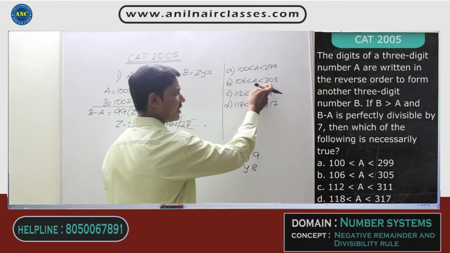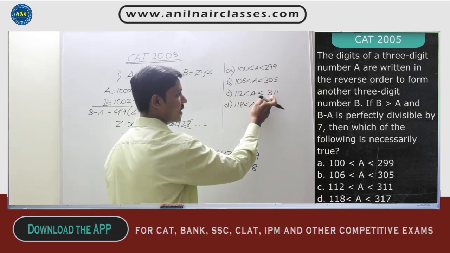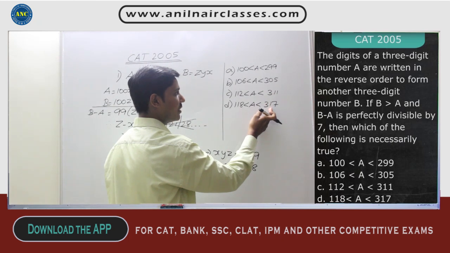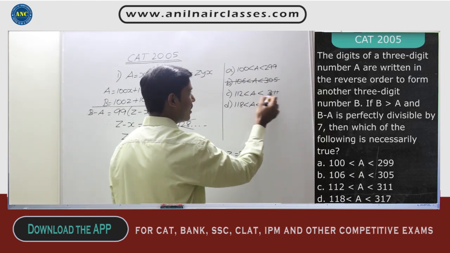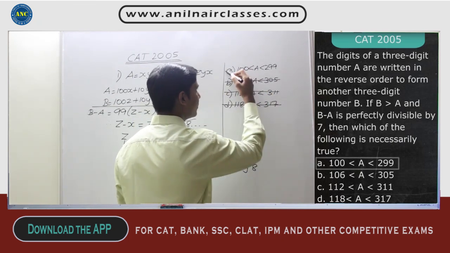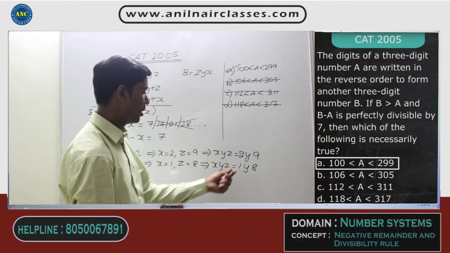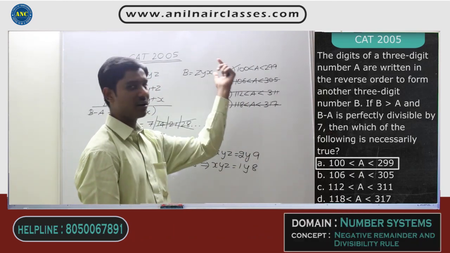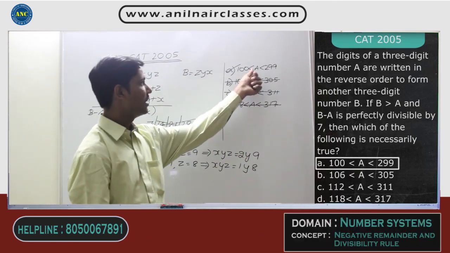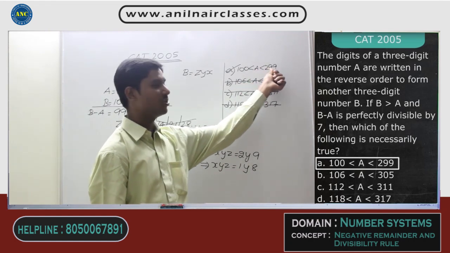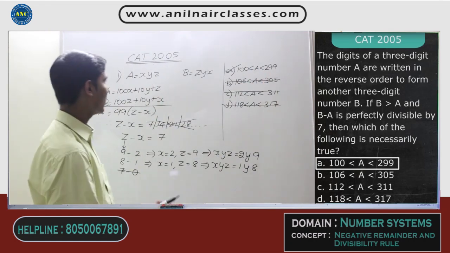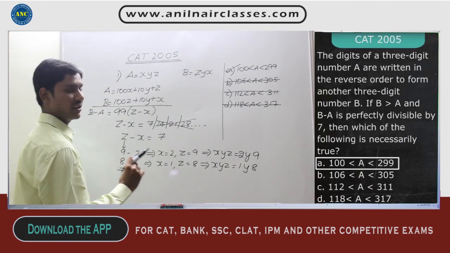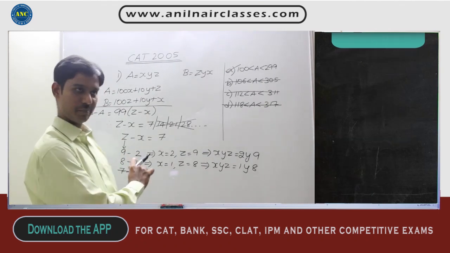That means a cannot be 305, a cannot be 311 or a cannot be 317. These all three cases are eliminated. The only option left is option A. The maximum value it can take is 299 or it can be less than that. So a lies between 100 and 299. Idea clear? It's a very good question which needs a little bit of thinking before you solve it. Idea clear, sir? Please write down.